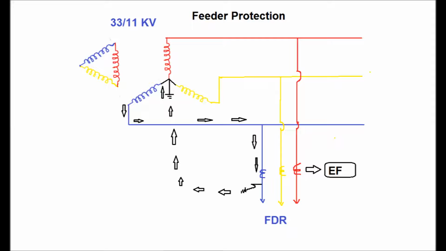to isolate the fault from the system. If this earth fault relay fails to operate, then the earth fault relay connected from the transformer CT secondary will actuate and trip the transformer to isolate the faulty system. So this is how the earth fault from the system is isolated.